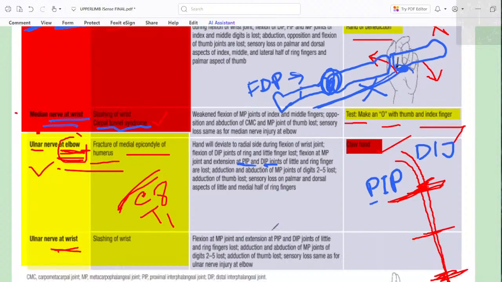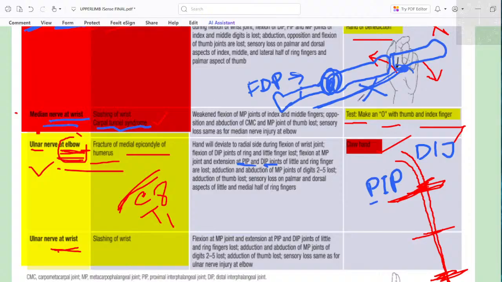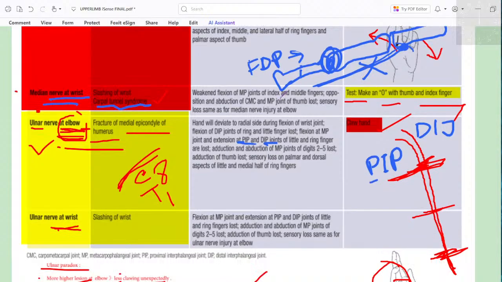So, median nerve injury at two levels. If it is injured at the elbow level, we will have the hand of benediction. If it is injured at the wrist level, we will have carpal tunnel. Now, ulnar nerve.